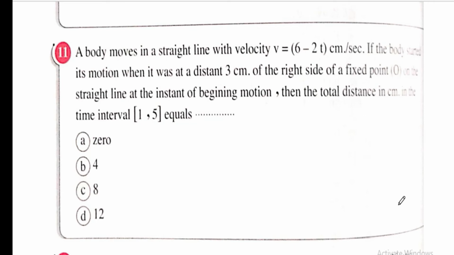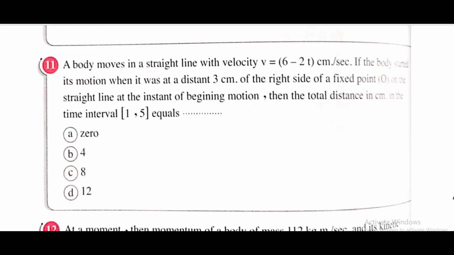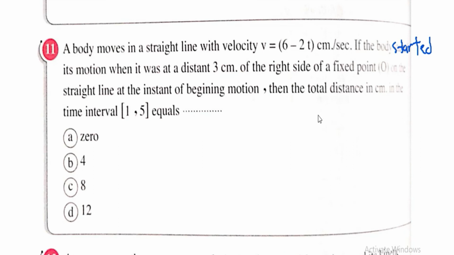Number 11. A body moves in a straight line with velocity v equals 6 minus 2t. If the body started its motion when it was at distance 3 centimeter of the region on the straight line at the instant of beginning of motion, then find the total distance in centimeter in the time interval from 1 to 5.